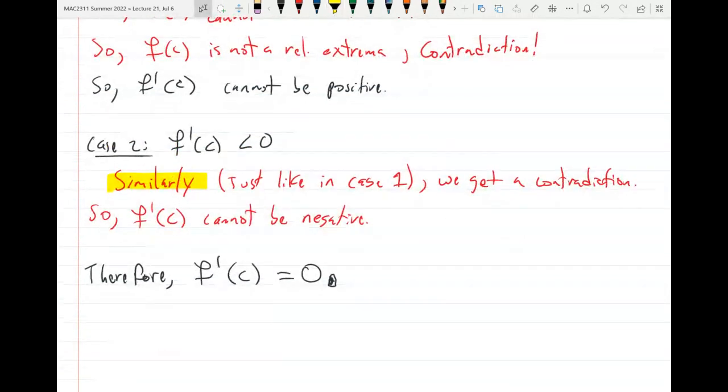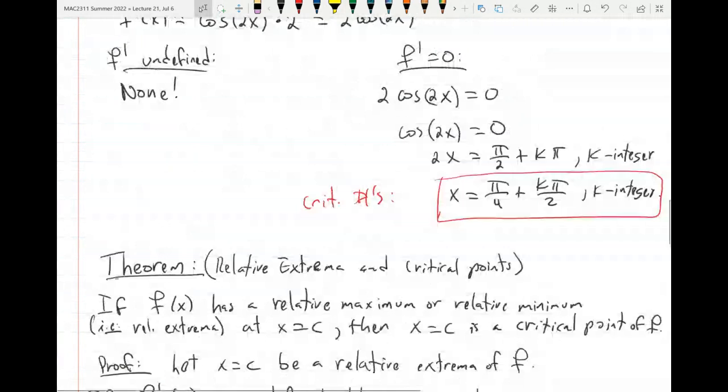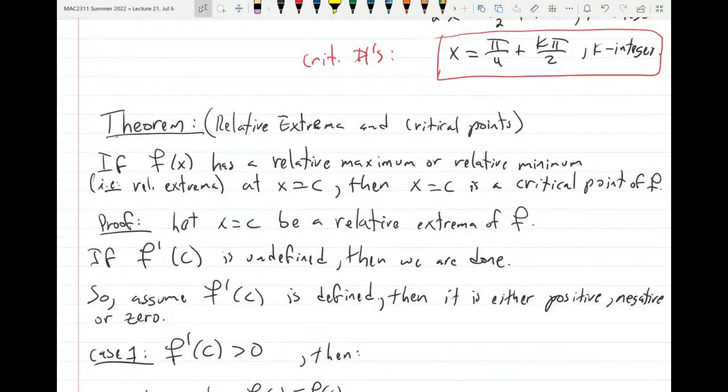Okay, so moral of the story. If you're going to look for relative extrema, now we know for sure that if you have a relative extrema, then it has to be a critical point. So now when I ask you to find relative extrema of a function, we still need a tool to find them. But the candidates are here, okay? Critical points.